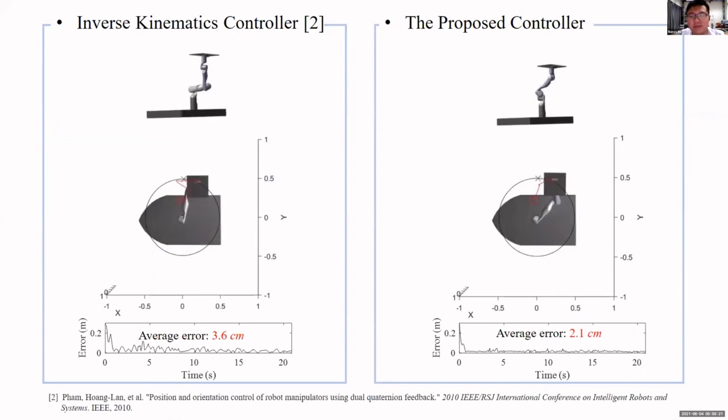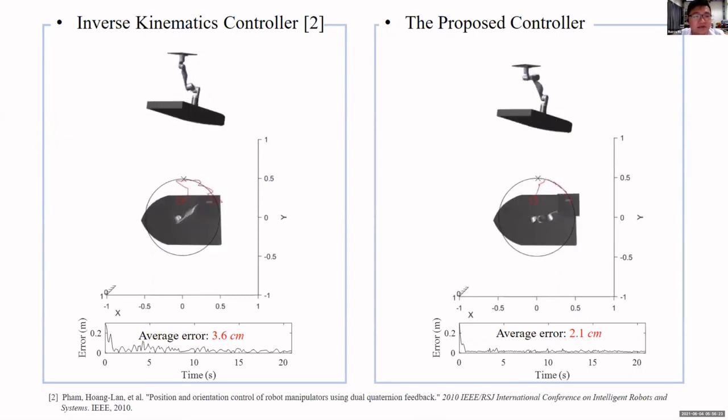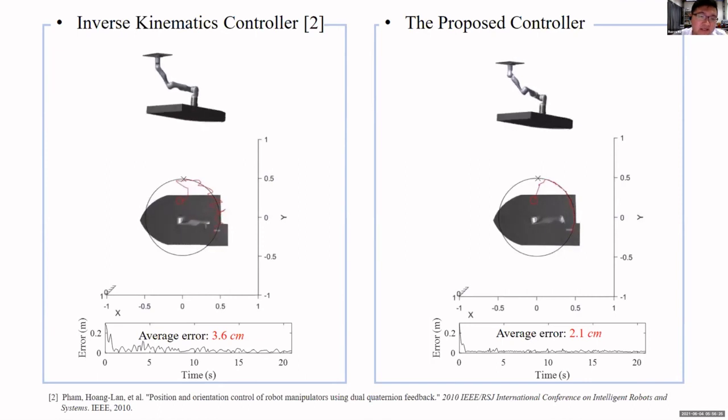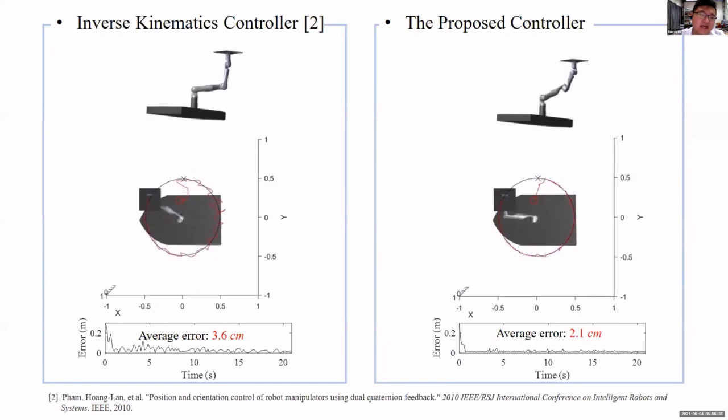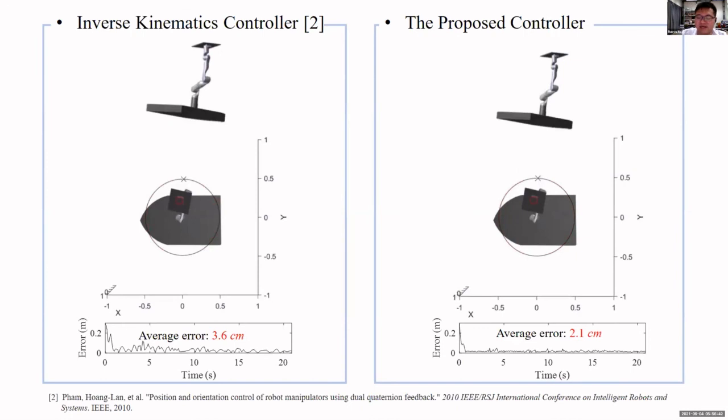We also compared our method with an inverse kinematics controller. And in this simulation, we let the manipulator track a circle in an inertial frame, and at the same time, the base is fluctuating. The motion of the base is generated by the USV motion collected at sea. And according to this simulation, we can find that our method has a better tracking performance compared with the traditional method.